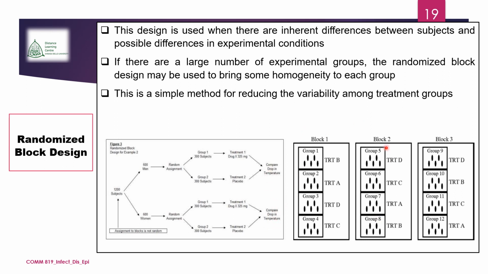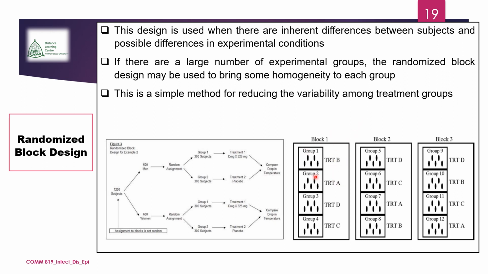So you can represent it in a block form. Maybe you have group 1, 2, 3, 4, 5, 6, 7, 8, 9, 10, 11, 12, and you have treatment A, B, C, and D. So based on your randomized block design, under your block 1, the first group will be given treatment B. You randomize the treatment. You mustn't follow A, B, C, D. So that's how randomization works.